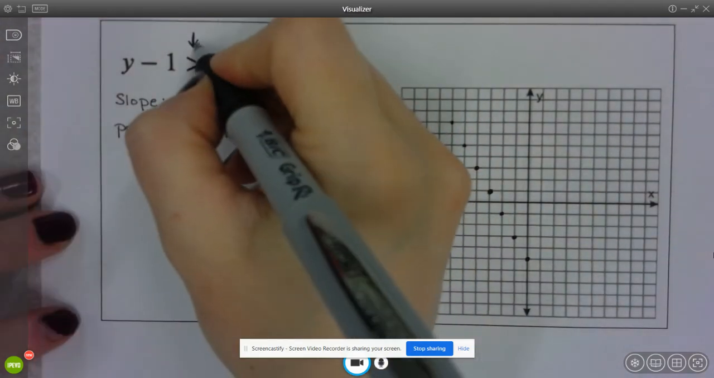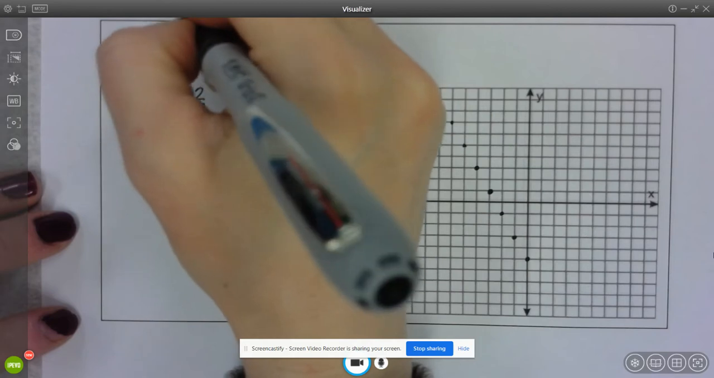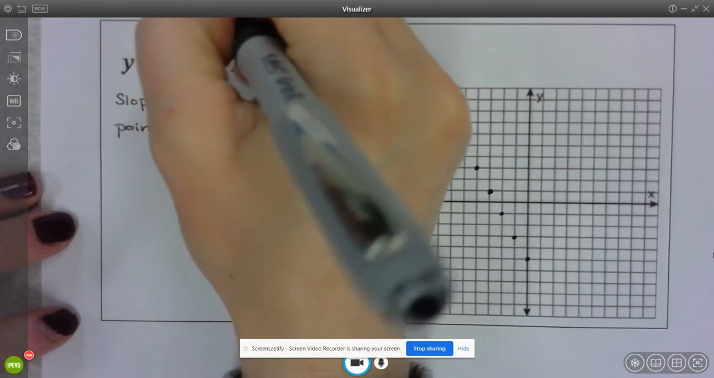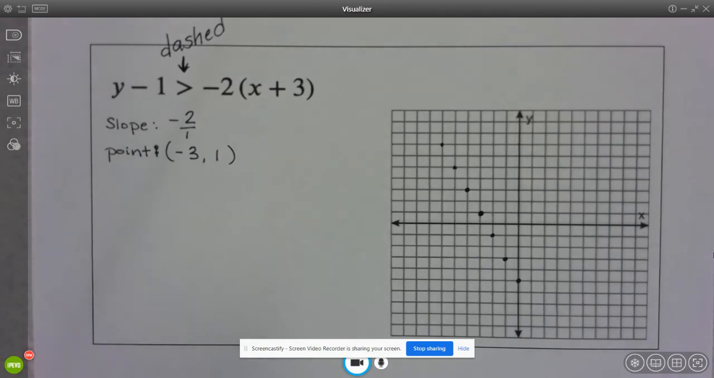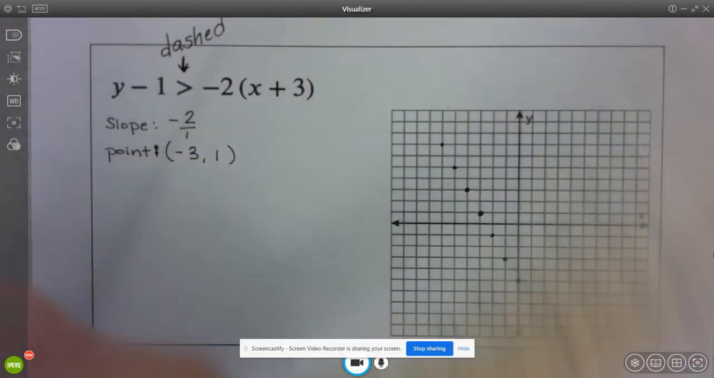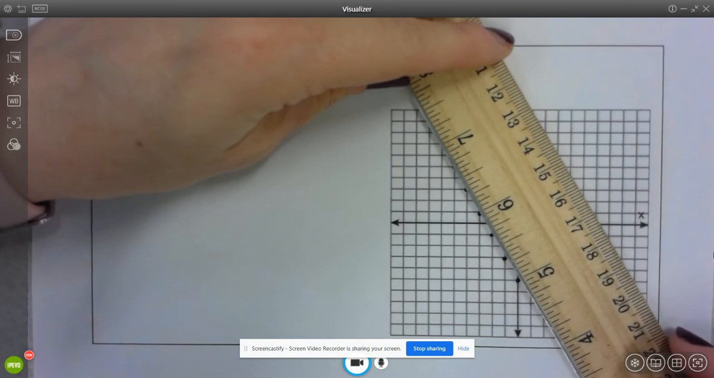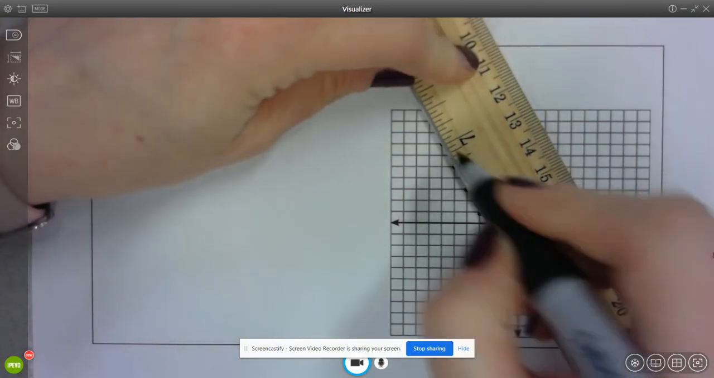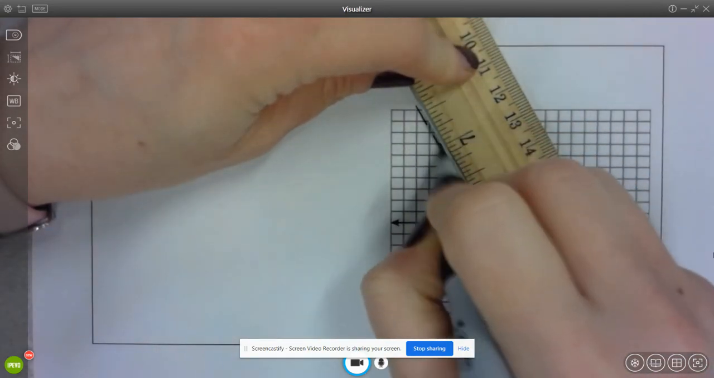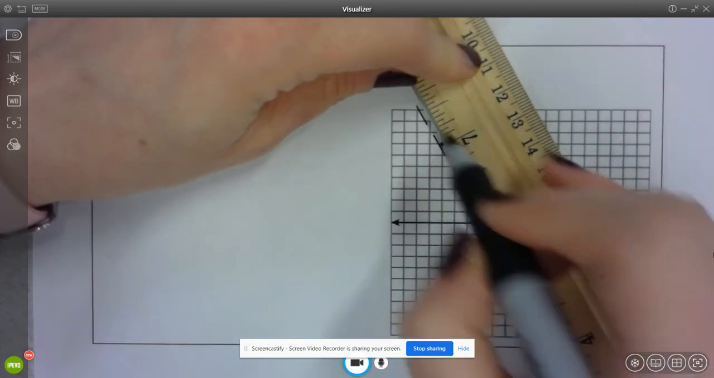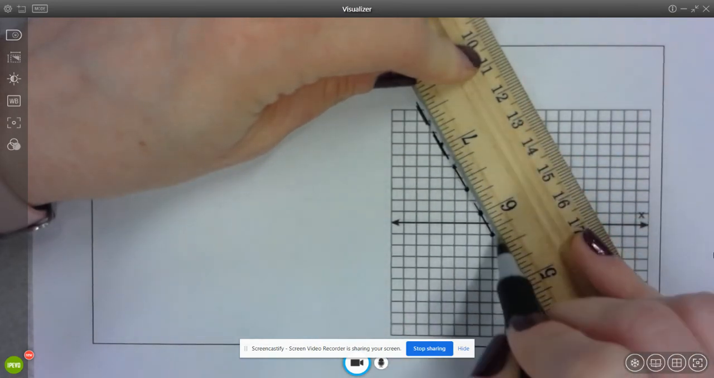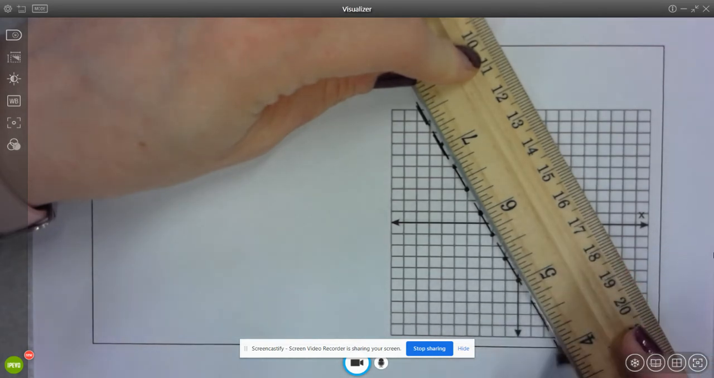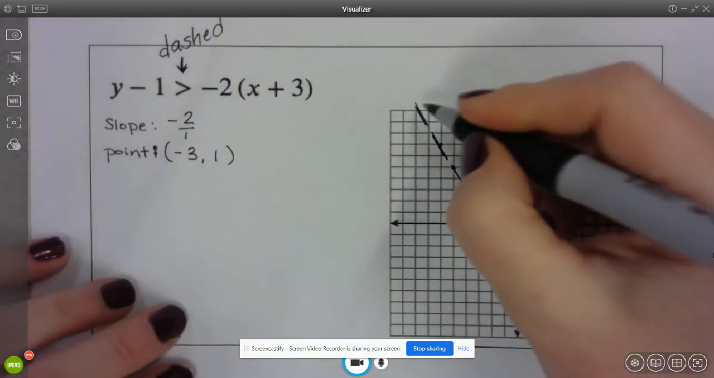And because of my inequality sign, this will be a dashed line because there is no equal to. So when I connect these points here, oops, if I could actually draw them through the points instead of over to the side, it's going to be a dashed line.